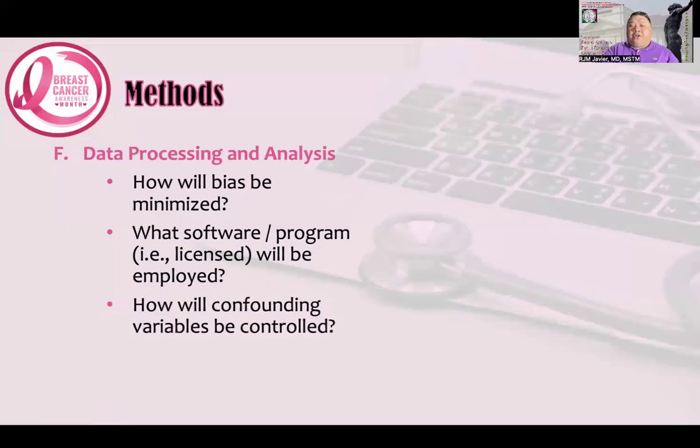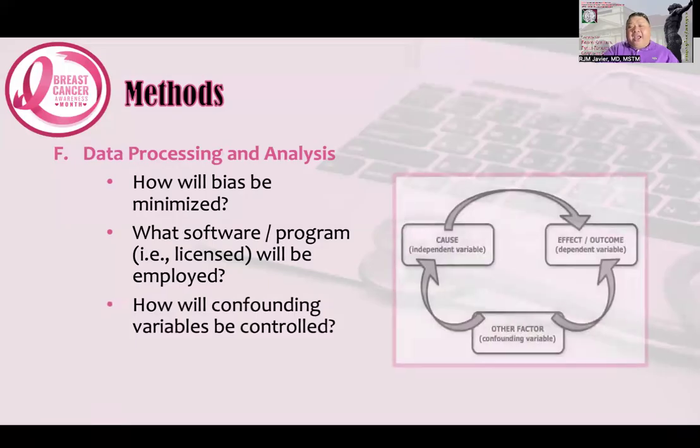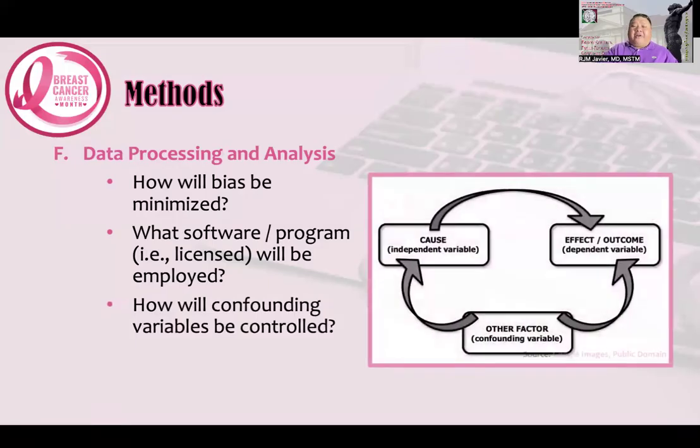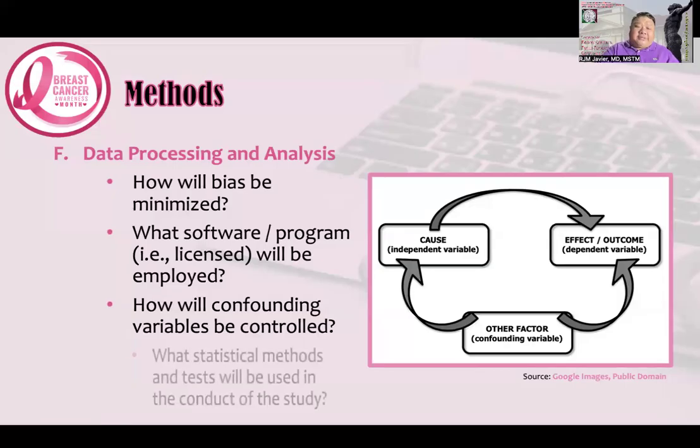How do we control confounding variables? Again, just to review, your confounding variables are extraneous variables that are not really part of the relationship that you're trying to establish or study, but for some reason, they are always present and they can inadvertently affect or impact both the independent and the dependent variable. So there should also be mechanisms on how we intend to control such confounding variables.